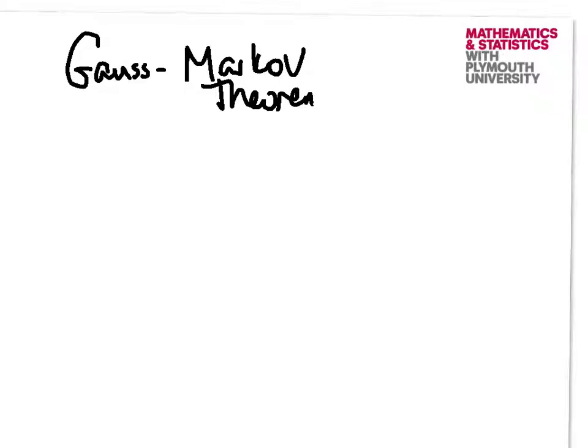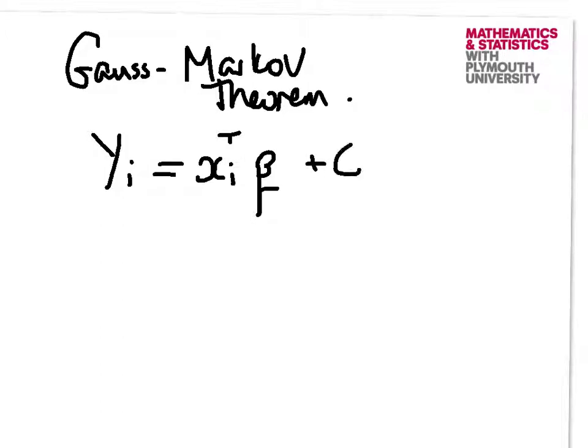Okay, here's an interesting theorem. There is something called the Gauss-Markov theorem, and it tells us if we think we have a model such that we have a random variable y and a row of predictors x and a vector of regression parameters as well as some error term epsilon.